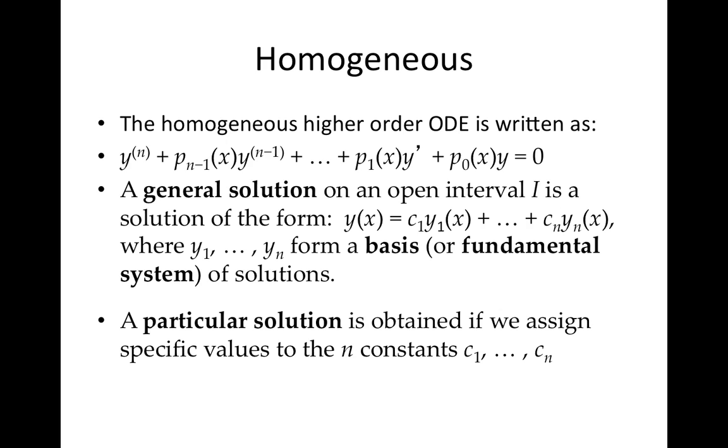Homogeneous means that if we write y and all of its derivatives on the left-hand side of the equation, there is no corresponding term on the right-hand side of the equation. So this is not equal to some function of x, it's equal to 0.